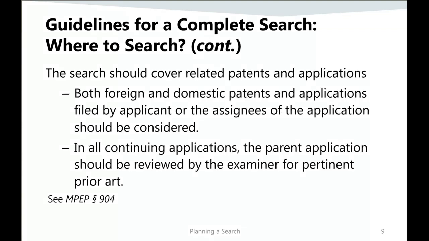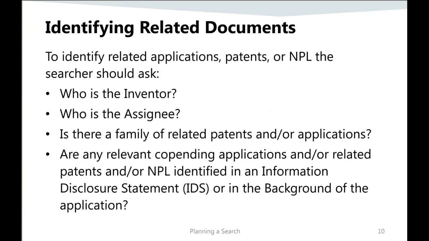A proper search should include looking at domestic and foreign patents and applications filed by the inventors or assignees of the application being examined, and for continuing applications, the prior art cited in the parent applications should be reviewed. To assist in identifying documents related to the application under examination, the searcher should determine who the inventors and assignees are and if any related or co-pending applications exist. Such documents are often identified in the background section of the application and are also often provided by the applicant in the Information Disclosure Statement, IDS.